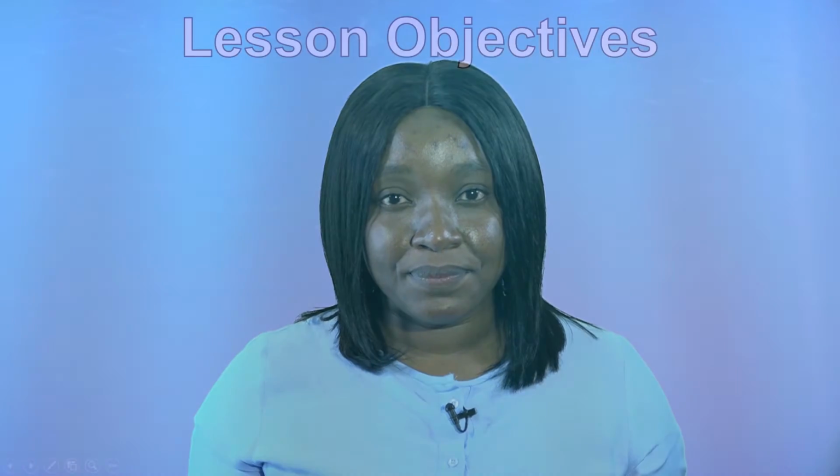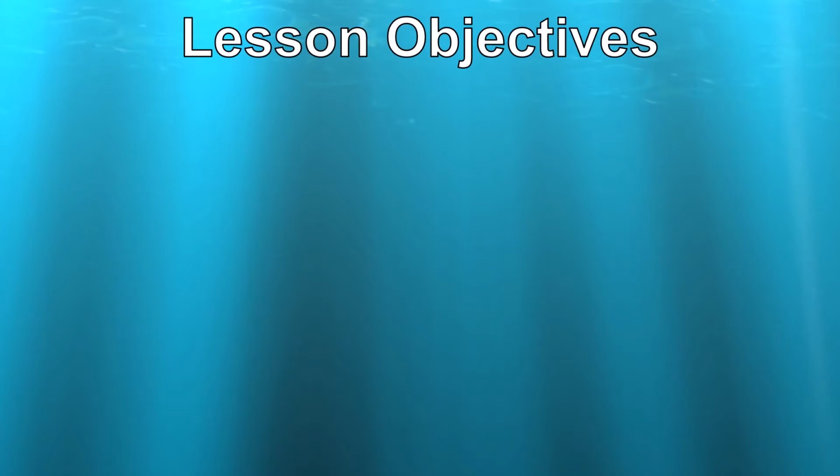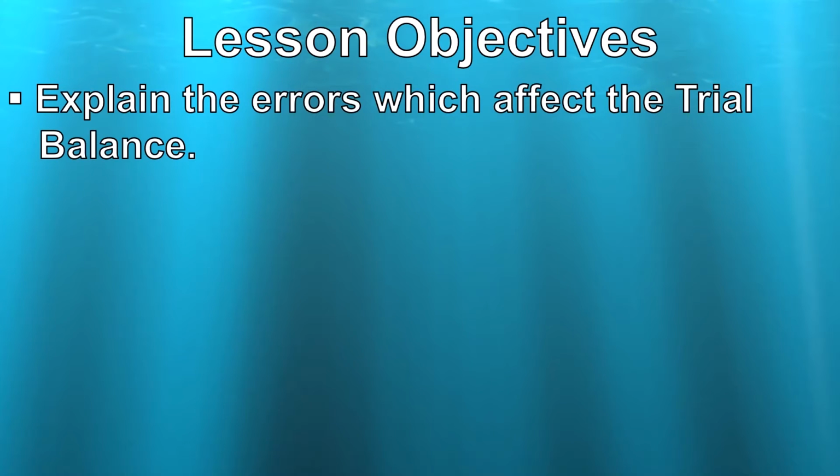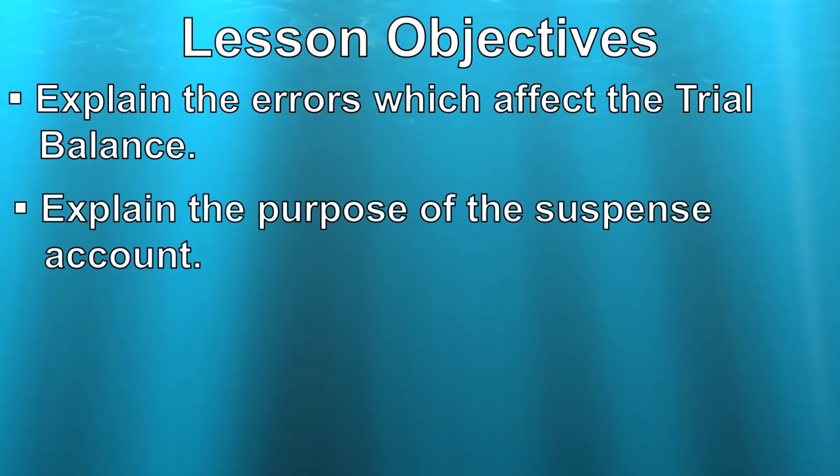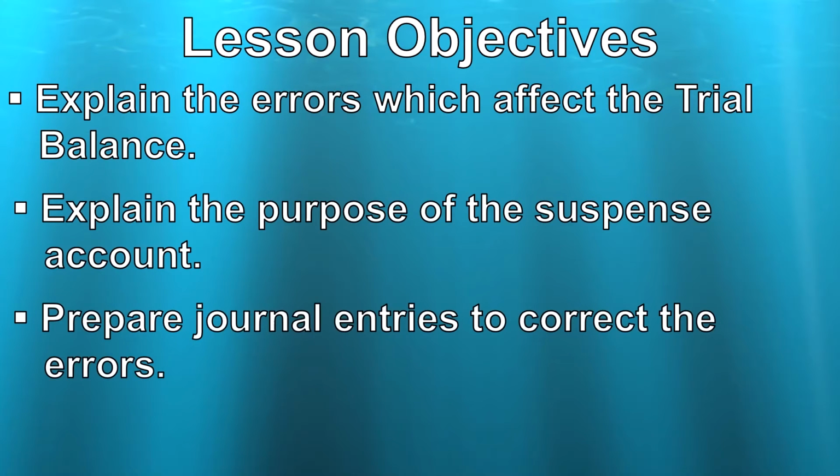Our topic for today is the correction of errors that affect the trial balance. The lesson objectives are: Number 1, explain the errors which affect the trial balance. Number 2, explain the purpose of the suspense account. And lastly, prepare journal entries to correct the errors.